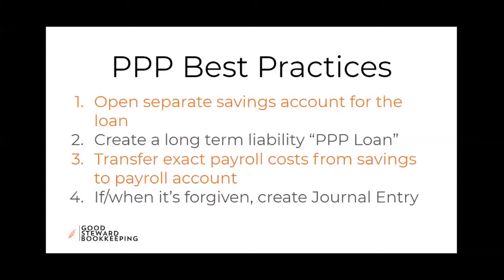Now, in order, you're going to open up that savings account for that loan, have that loan in there. Then what do you do with that income transaction into that savings account? You're going to create a long-term liability called PPP loan in your books, and I'll show you how to do that shortly. And you're going to categorize that income to that liability. If you have any questions about liabilities and categorizing them, you can check out my last video on that. But this is going to increase that liability so that that's reporting on your balance sheet.